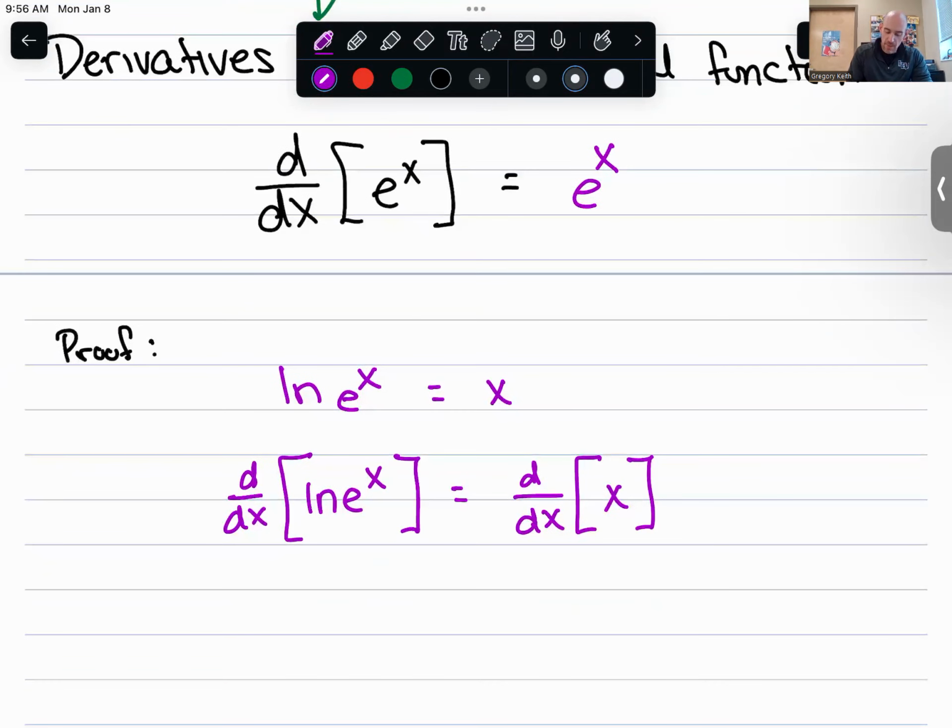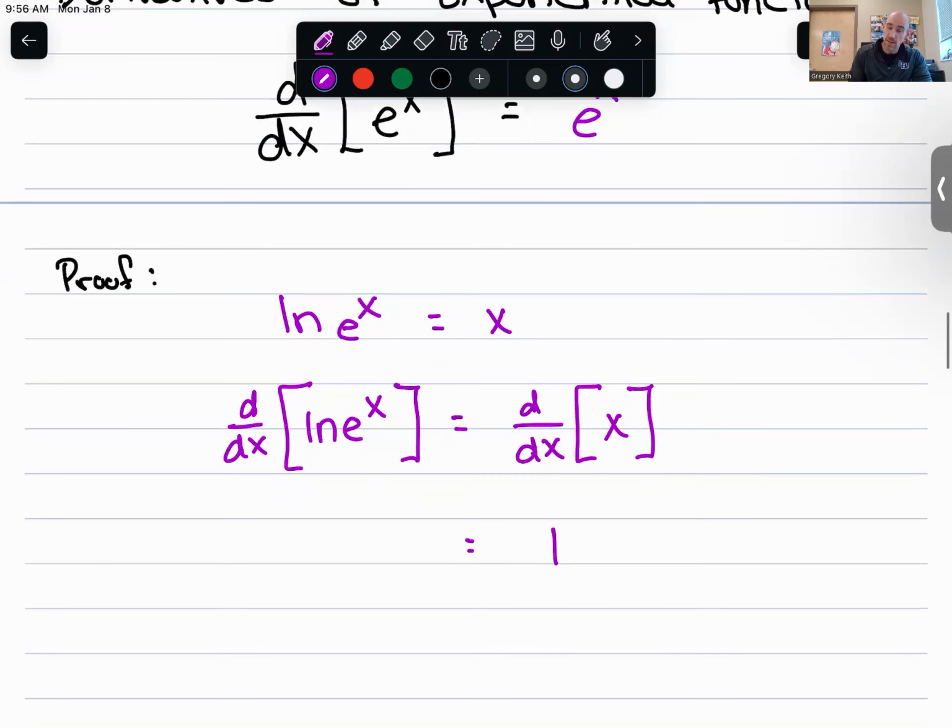Now, on the right side, we know the derivative of x is just 1. On the left side, we just got done a whole unit on derivatives of natural log. So if I take the derivative of natural log of e to the x, we said u prime over u. Or in this case, we're going to do 1 over u, our u being that e to the x there. So 1 over e to the x times the derivative of e to the x.